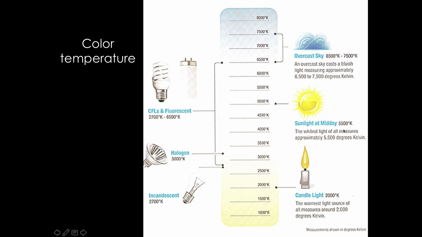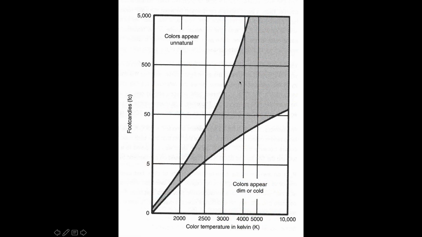But anyway, sunlight at midday, as a visual reference, is about 5,500 degrees Kelvin. Candlelight is probably some of the yellowest light that you can see, and that's about 2,000 degrees. So the typical range that we see is anywhere from 2,000 to 6,000, depending on the application. And one thing to be aware of: the higher the color rendering, the more natural materials look. The color temperature also has an effect on that.